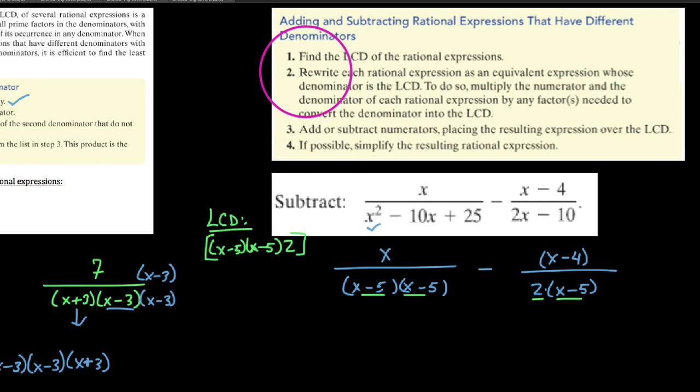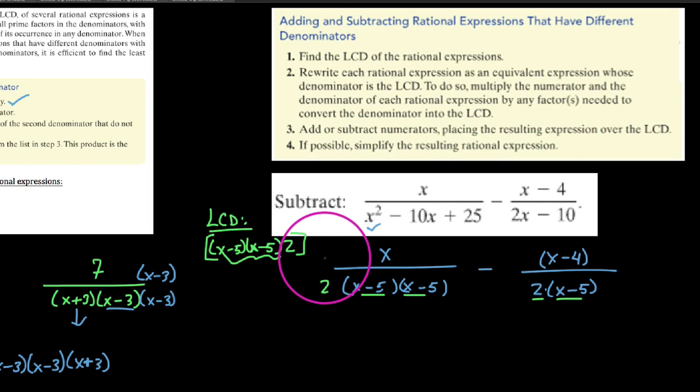So again, I'm going to reread number 2. It says, rewrite each rational expression as an equivalent expression whose denominator is the LCD. And to do so, it says, multiply the numerator and the denominator of each rational expression by any factors needed to convert the denominator into the LCD. So this is our LCD here, just gotten by listing out factors of the first denominator plus any that we're missing from the second denominator. What I notice here is this. The first denominator already has x minus 5. So I still need a 2.